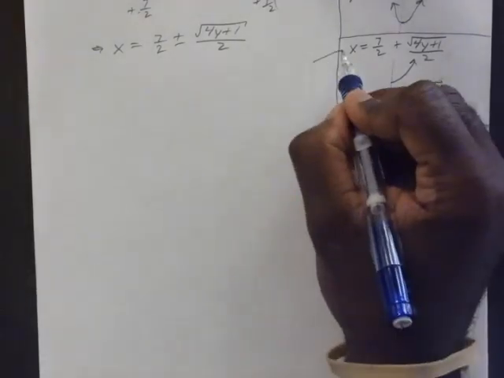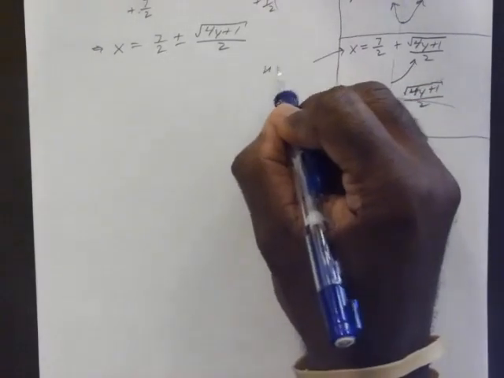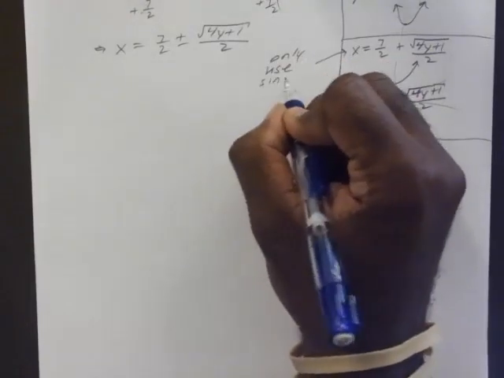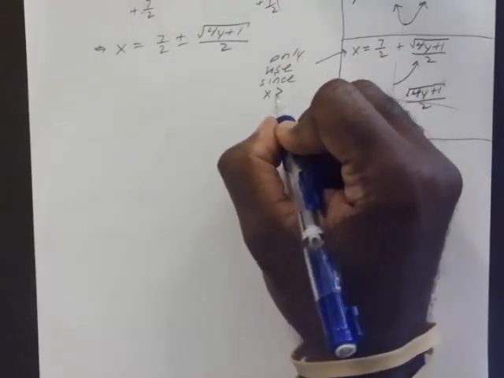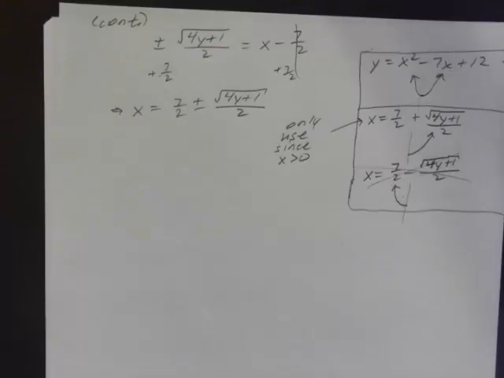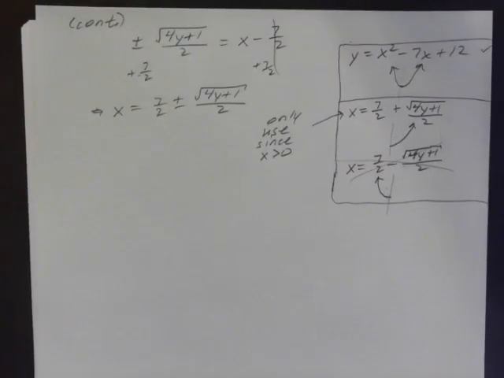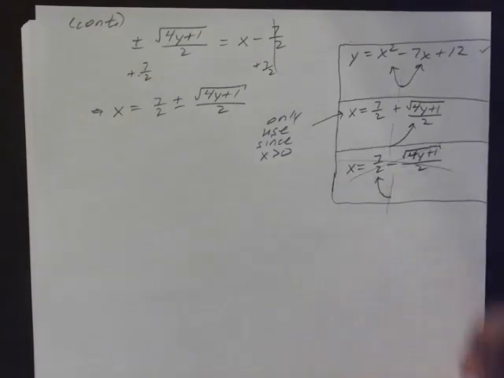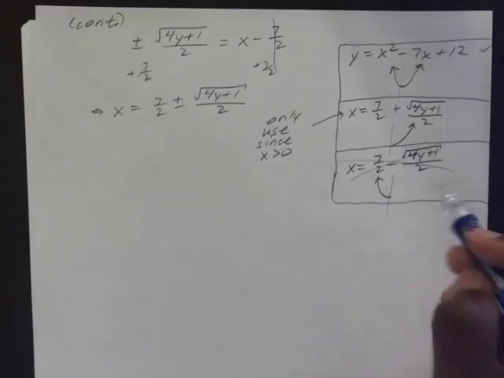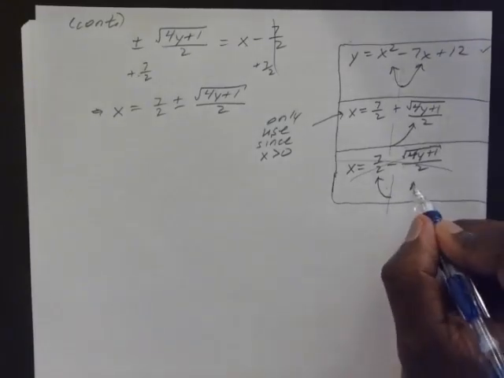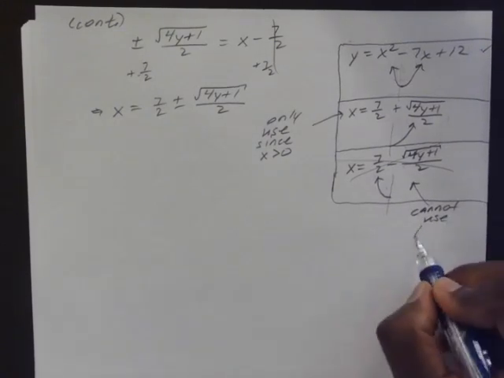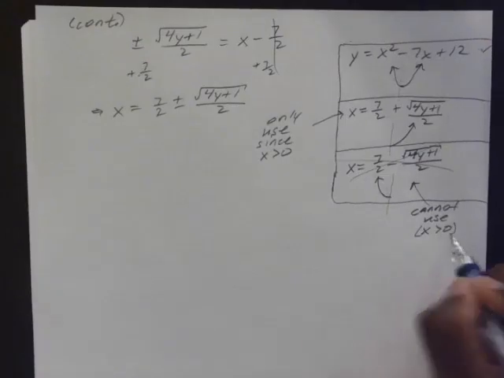Okay, so we can only use, since we know that this graph is actually greater than 0. Oh, bring that down. So there we go. And we kind of separate those two a little bit. There we go. Okay, so this one right here we cannot use for that same reason. x has to be greater than 0.